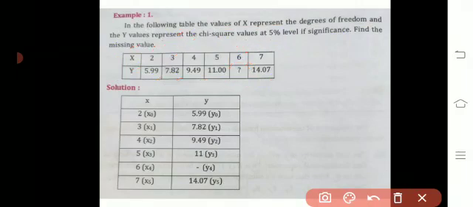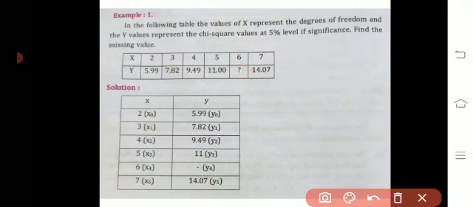Now you can observe the difference between two successive values of x is common. That is the first condition to use the binomial expansion method. And one more is that some values of y should be missing corresponding to values of x. Here you can observe the value of y corresponding to x equal to 6 is missing. So we can use the binomial expansion method.